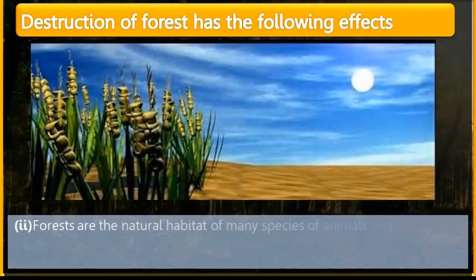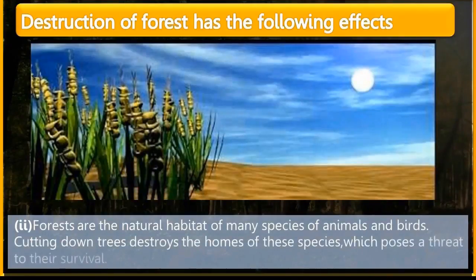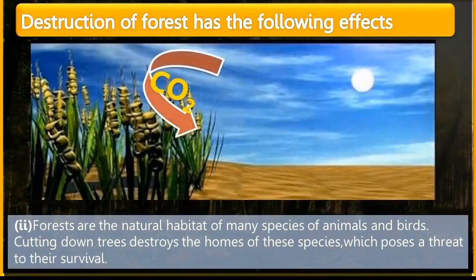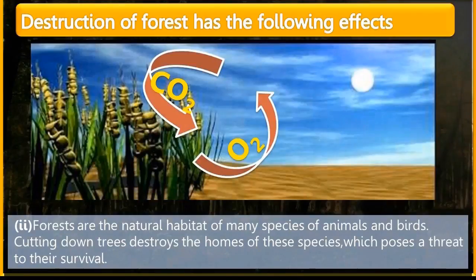Number 2. Forests are the natural habitat of many species of animals and birds. Cutting down trees destroys the homes of those species, which poses a threat to their survival. As trees take in carbon dioxide and give out oxygen during photosynthesis, their destruction disturbs the balance of these gases in the atmosphere. Increase in the concentration of carbon dioxide in the atmosphere may lead to an increase in global temperature.